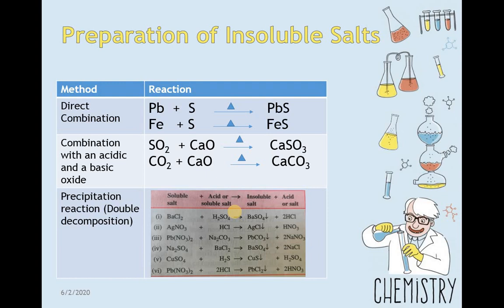You can see here, first one BaCl2 is the soluble salt, second is again the soluble salt, you get the insoluble salt or the precipitate, and the acid, or sometimes you are getting the salt. So you can see the reactions over here. These all reactions had been already done by you in various previous classes. Just have a recap of all these reactions.